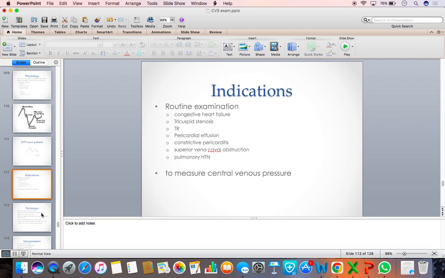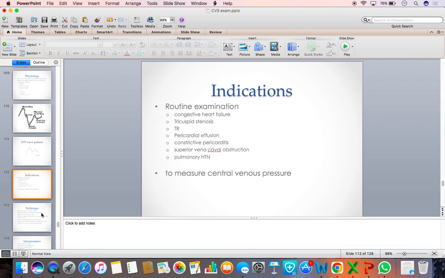So what are the indications in which you are called to examine the JVP? There it says one is routine examination and two is to measure the central venous pressure. You will find the changes in the JVP during the examination of the patient with clinical conditions like congestive heart failure, tricuspid stenosis, pericardial effusion, constrictive pericarditis, superior vena cava obstruction, and pulmonary arterial hypertension, and tricuspid regurgitation.